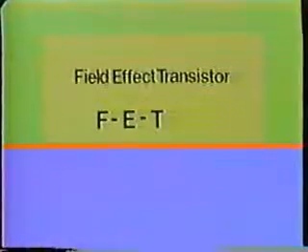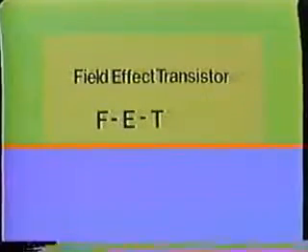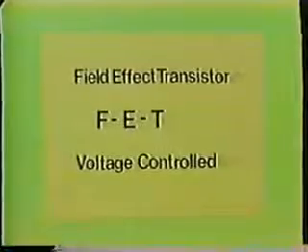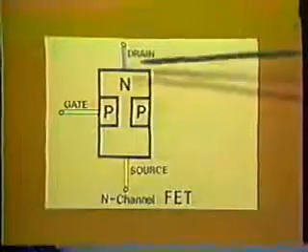The final semiconductor device we will look at today is the field effect transistor, or FET. The field effect transistor differs from the regular transistor, or junction transistor, in that it is a voltage control device rather than a current control device.